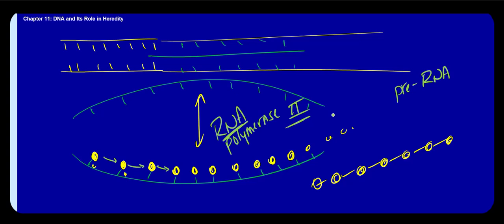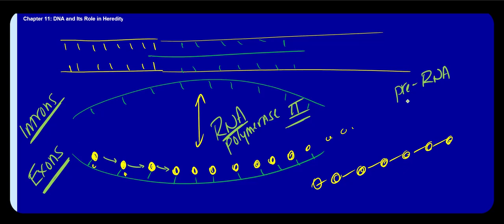What do I mean by pre? Well, when we make it, we have good parts and bad parts. So we have things called introns, and we have things called exons. So introns are non-coding parts. So they're in there, they're kind of dead weight in a way. Exons are the parts we want. They're the coding parts, they're the parts we want.